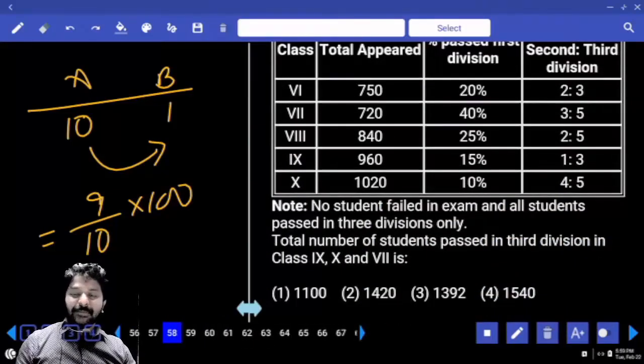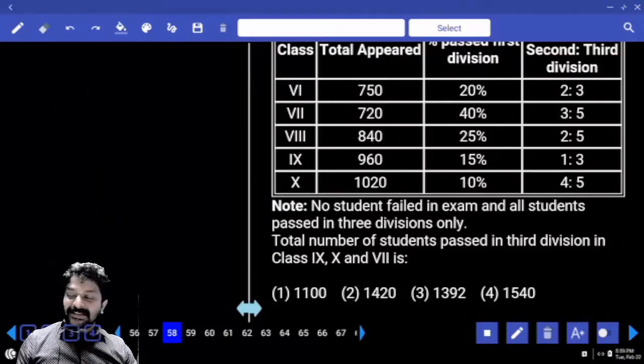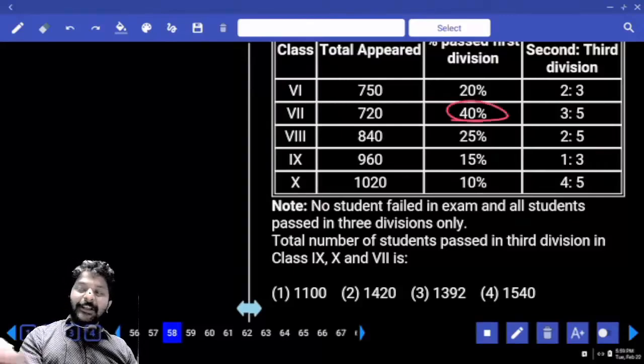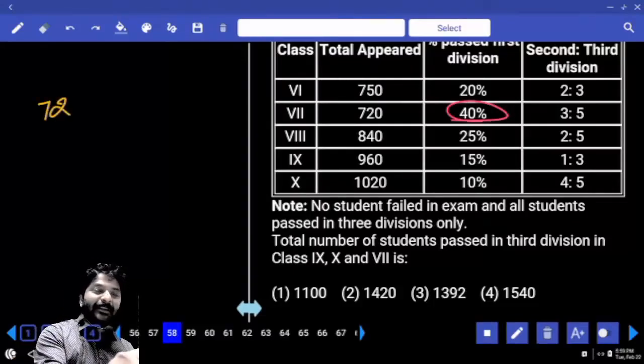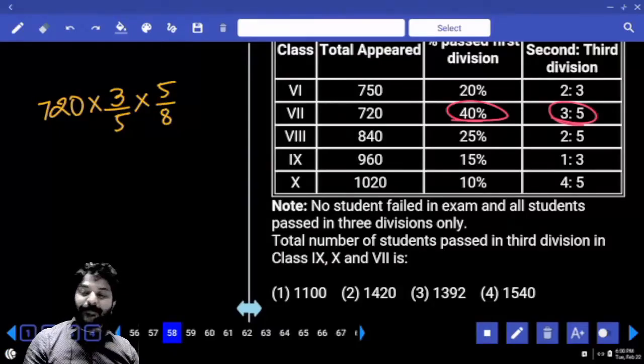Again the same table. Total number of students passed in 3rd division in 9th, 10th and 7th class. Okay, first let's come to 7th class. 7th class, 40% are here out of 720. Then remaining people are, can I write it as 3 by 5? And then 3rd division people, 5 parts out of 8 parts.